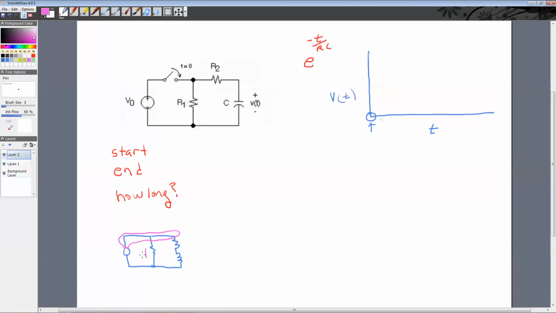So while it's true there's a current going that way and there's a current going that way, this node isn't unknown, right? Let me pop in a ground there. That node is measured from here to here. There's an ideal voltage supply when the switch is closed that makes that whole node everything. So it's not unknown. So the only unknown node is this right here.